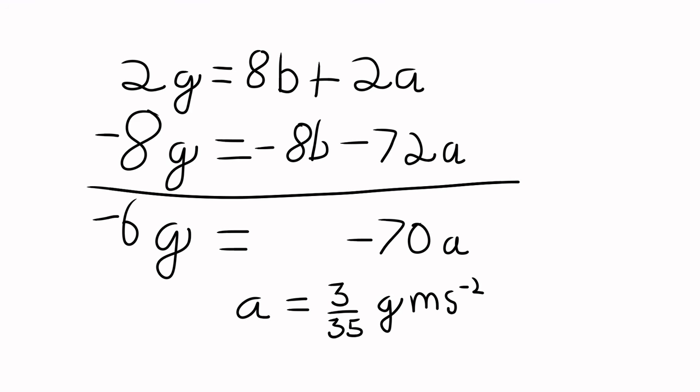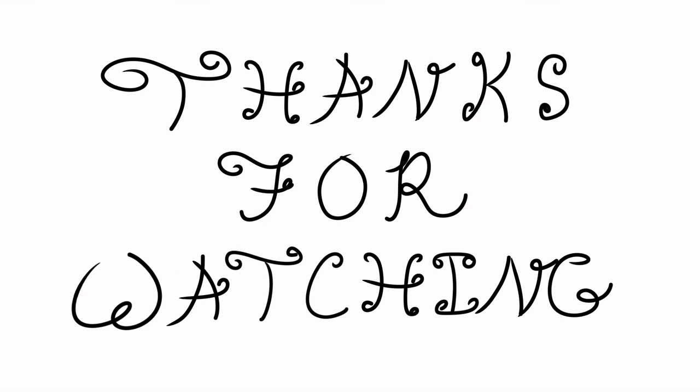Now, if you want to find the actual acceleration of any of the particles, you can find b. You just sub that a in and solve for b in terms of g. Then you're able to find the actual acceleration of any of the particles. Just remember b minus a and b plus a for the 3 and the 5.